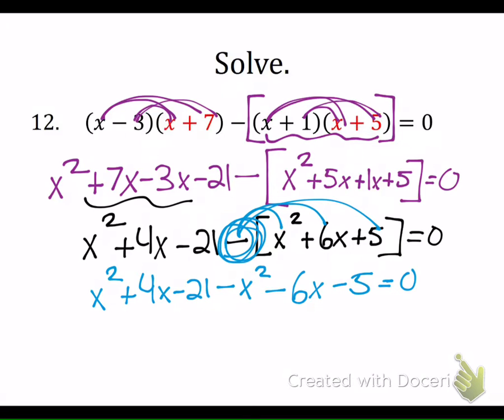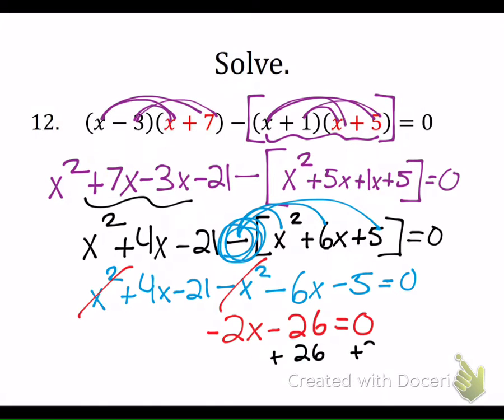All right, now the good news. X squared minus x squared is nothing. So negative 2x minus 26 equals 0. Plus 26. Good. Which is 13, divided by negative 2: negative 13. Good job.